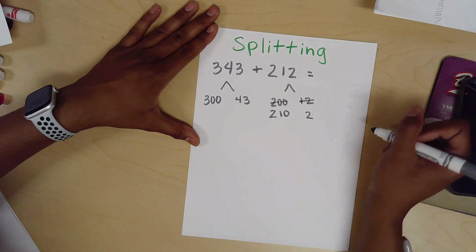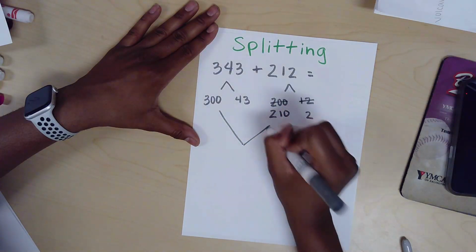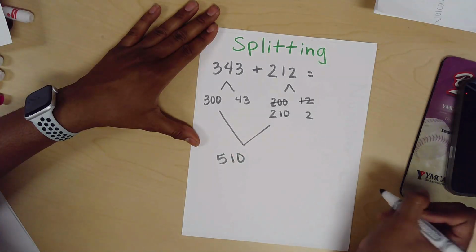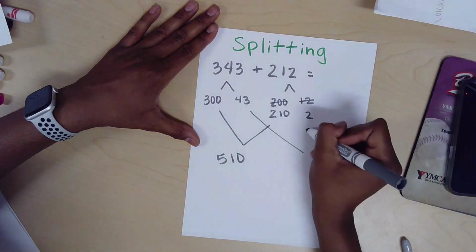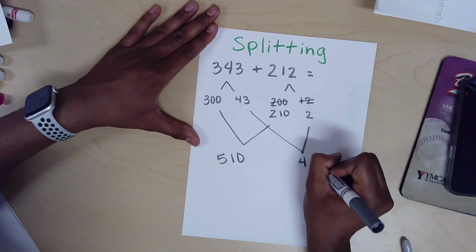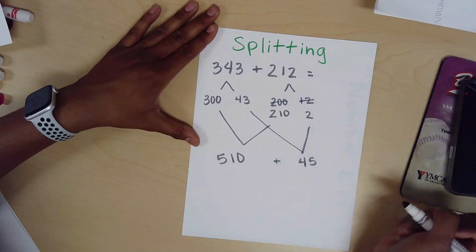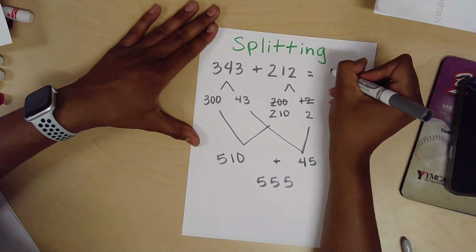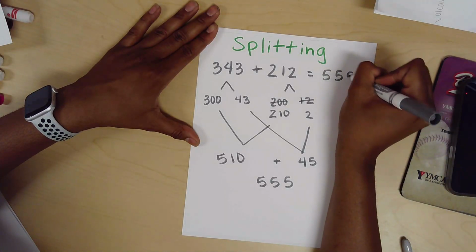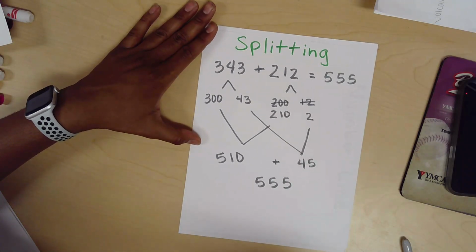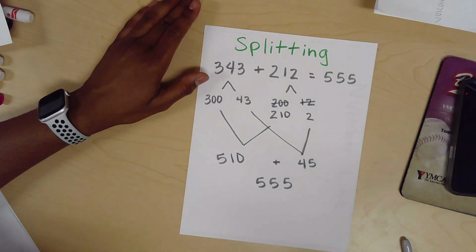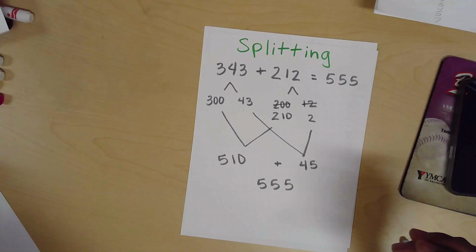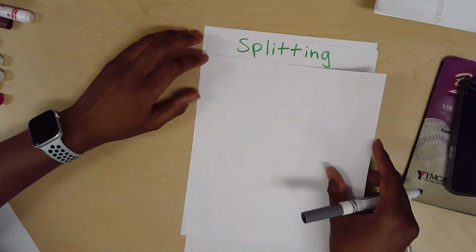And so now we're going to combine. I can combine these two right here, and I'm going to have 510. And then I'm going to combine these two and get 45. So now I can combine that together again, and I have 555. Most students aren't solving like this, but if your kiddo is, this is how you can support them in that learning. All right, so let's do our second one.